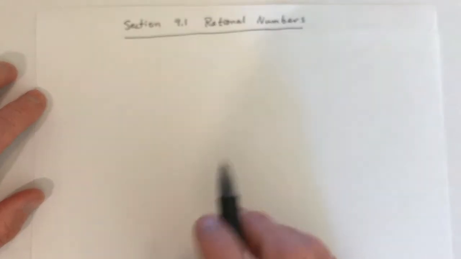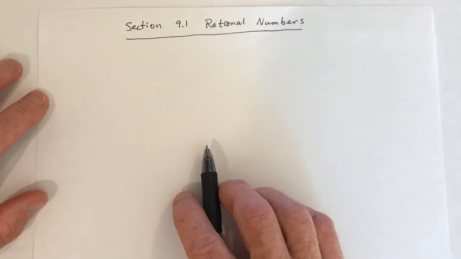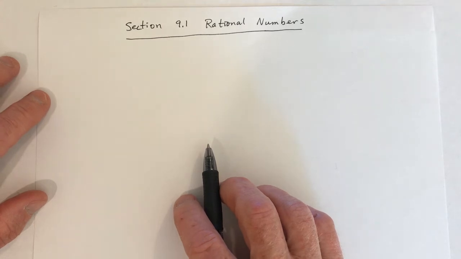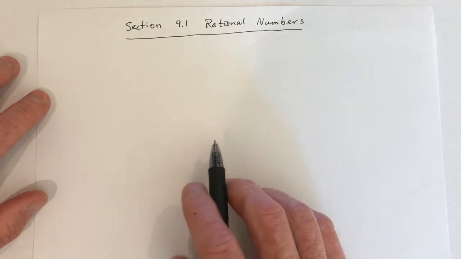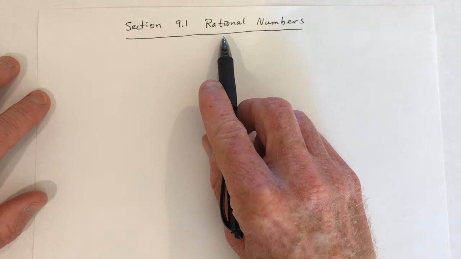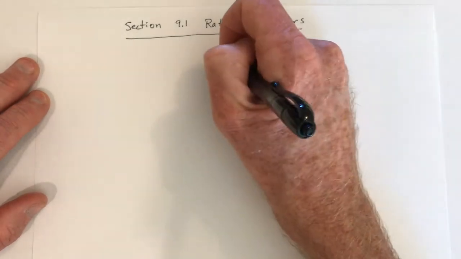Well, because of the whole coronavirus, we are a little bit behind schedule, so we're going to skip chapter 8 and start on chapter 9. Rational numbers, that's another word for fractions.